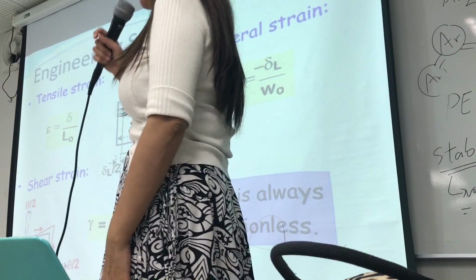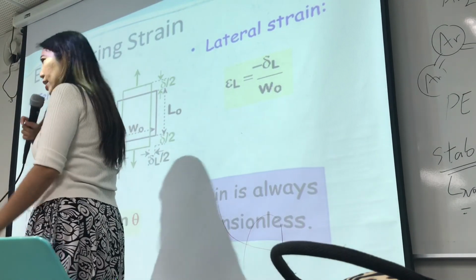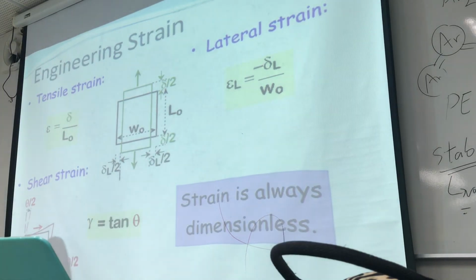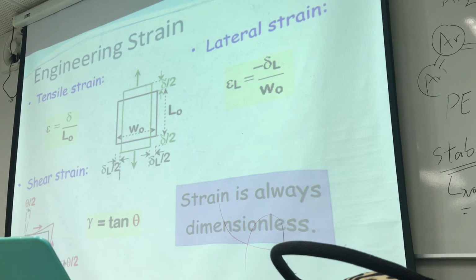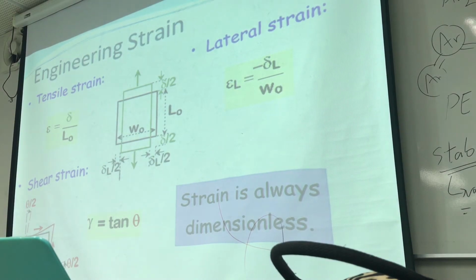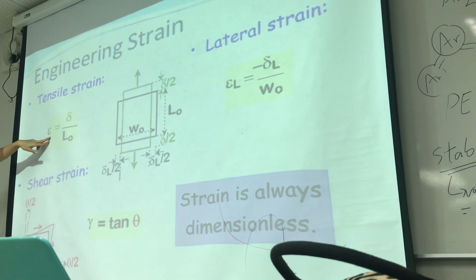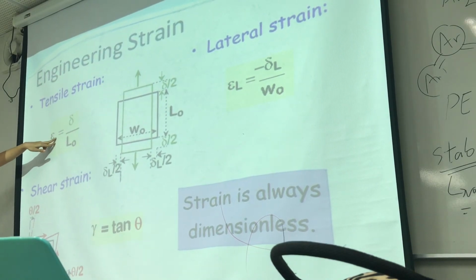So next we talked about the stress. Now we talk about strain. Shear stress is represented by what symbol? One more time. Tau. Tensile stress, sigma. So let's talk about the tensile strain. Tensile strain is represented by epsilon.